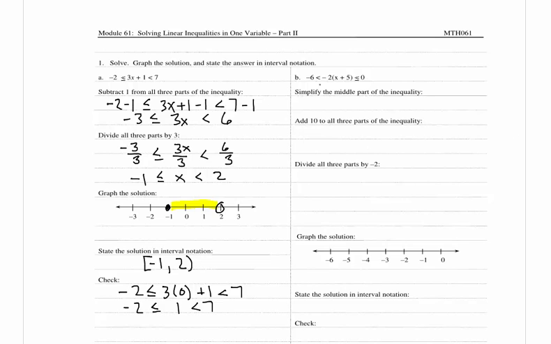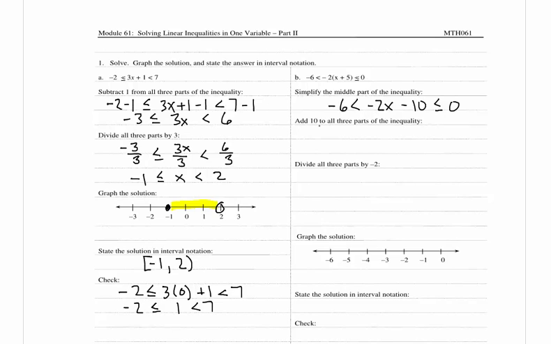In B, we have -6 is less than -2 times x plus 5 is less than or equal to 0. So the first thing we want to do is simplify the middle part of the inequality. And we're going to simplify by distributing the -2 through the parentheses. So we're going to have -6 is less than -2 times x is -2x, and -2 times 5 is equal to -10, and that's less than or equal to 0.